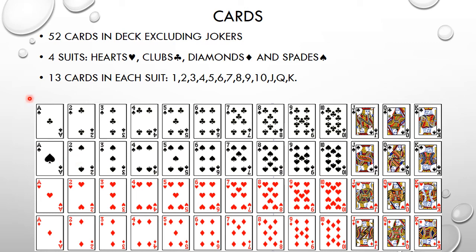Then there's 13 cards in each suit: ace, 2, 3, 4, 5, 6, 7, 8, 9, 10, jack, queen, and king. So there's 13 clubs, 13 spades, 13 hearts, and 13 diamonds. There's 4 sets of picture cards, a jack, a queen, and a king, again for each of the suits, so we have clubs, spades, hearts, and diamonds.